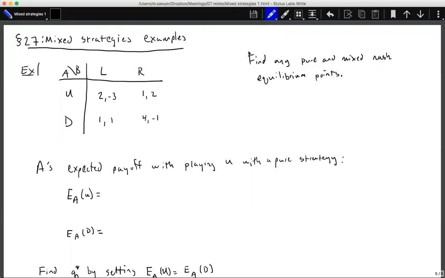Welcome to Game Theory. This is section 27 in your text. This is mixed strategies, and we'll go over another example or two. In this first example, we want to find any pure and mixed Nash equilibrium points.